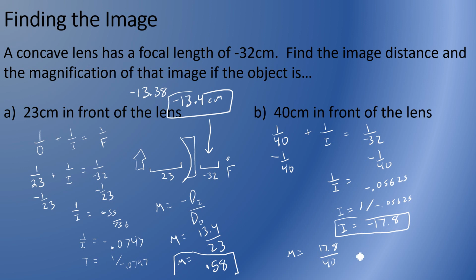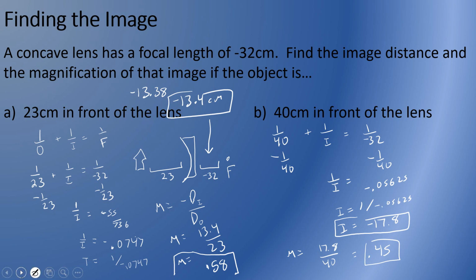And we get 0.45 after rounding, 0.45 for our magnification. So it's 45% of the original object size. And it also appeared further behind the mirror than did the other one. So as we went further away, the image got smaller and appeared to be further away on the other side.